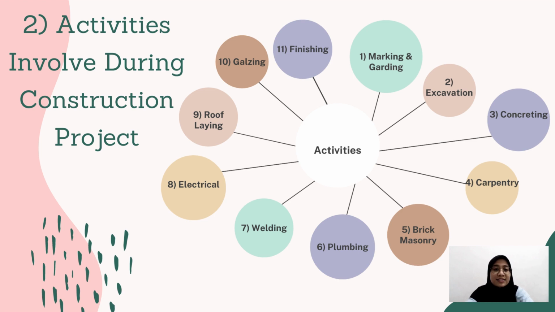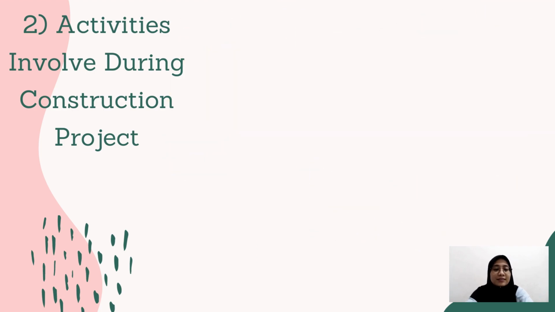The 10 is glazing. This activity is basically related to glass, windows, and doors in construction projects. This term is used to refer to the installation of almost all glass involved in the construction of a particular structure. The last one is finishing. Finishing in construction means putting the finishing tasks on parts that are important in the final construction product.